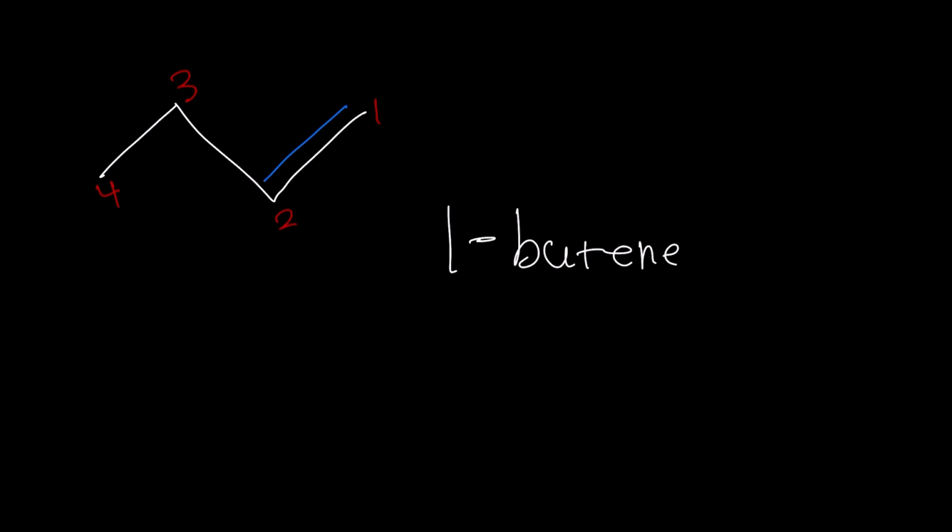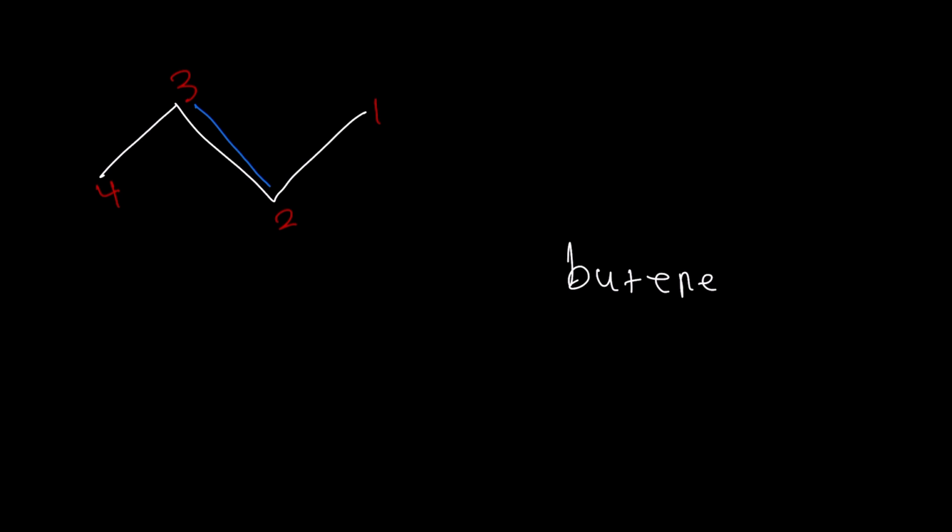Now, what if the double bond were to be between these 2 carbons? How would you name this one? You'd still call it butene, however, the double bond is between 2 and 3, so it's going to be the lower one, 2-butene, as opposed to 1-butene.